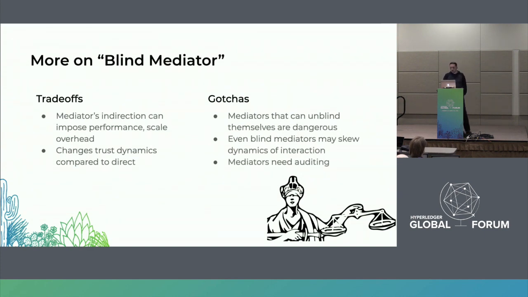There are some trade-offs you make with a blind mediator. There can be performance and scale overhead costs to using this pattern. And it changes the trust dynamics. A two-party interaction and a three-party interaction are not quite the same from a trust perspective. That could be not the same in a good way or not the same in a bad way. They're just different, so you need to understand. For example, there are different regulatory compliance dynamics between two-party and three-party systems.